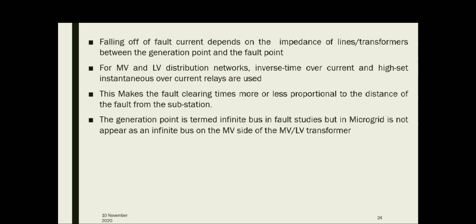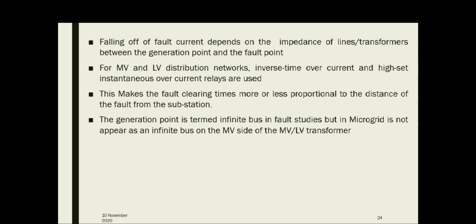The falling of fault current depends upon the impedance of the lines or transformers between the generation point and the fault point. For a medium voltage and low voltage distribution network, inverse time overcurrent and high set instantaneous overcurrent relays are used. This actually makes the fault clearing times more or less proportional to the distance of the fault from the substation.